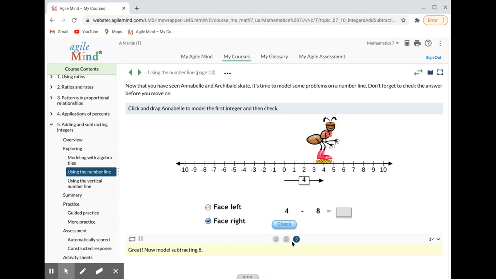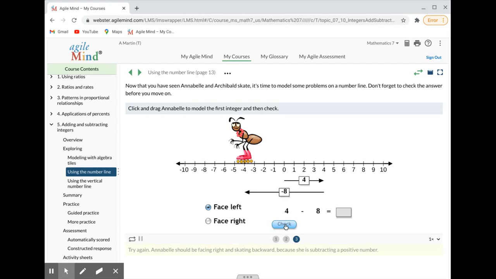All right. Now, what would we do to subtract 8? Would you go to the left 8? All right. Do I need to face the left or face the right? Face the left. Okay. And then we're going to go back 8 places. All right. Uh-oh. What's it say? Which way did we need to face her? Right, to the right, because we wanted her to skate what? Which way did we want her facing? To the left, so that she could skate what?